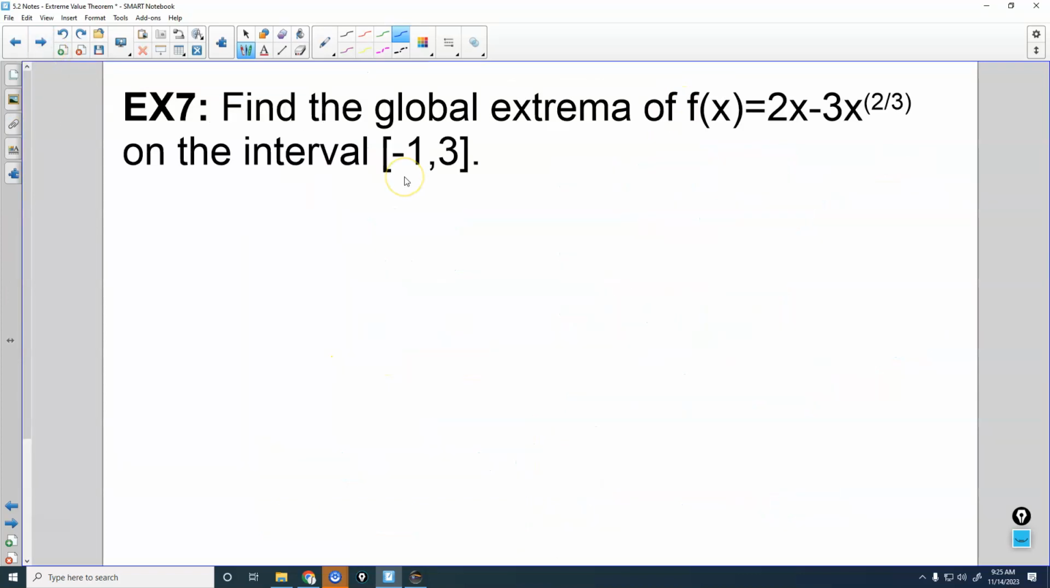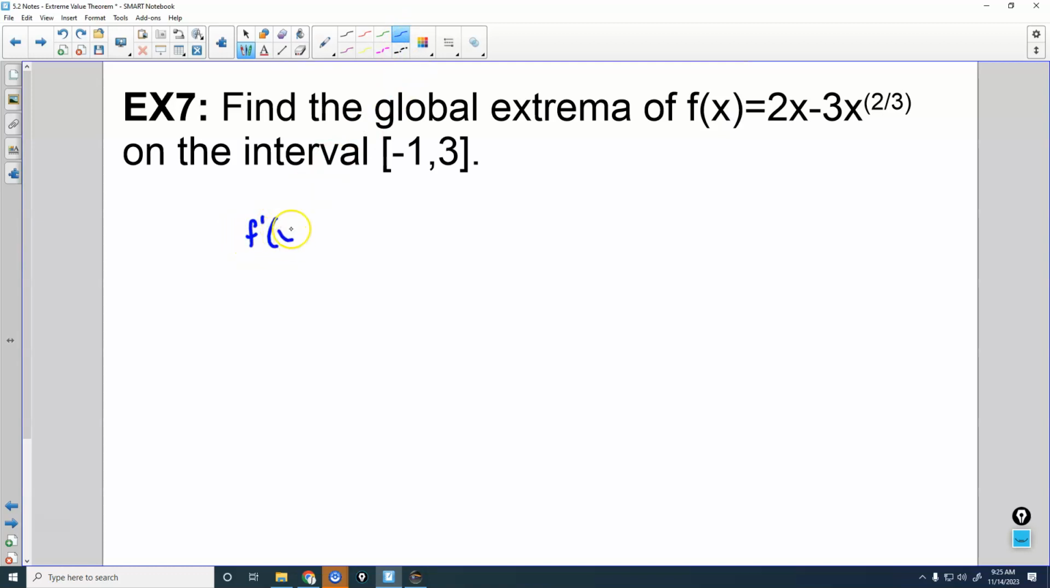All right. So 7 says find the global extrema of f of x equals 2x minus 3x to the 2/3 on the interval from negative 1 to 3. So we need to do the same thing we just did on the last one. Global extrema is the same thing as absolute, and it's asking for maximums or minimums. So we need to start off by finding the derivative, because we've got to get those critical numbers.